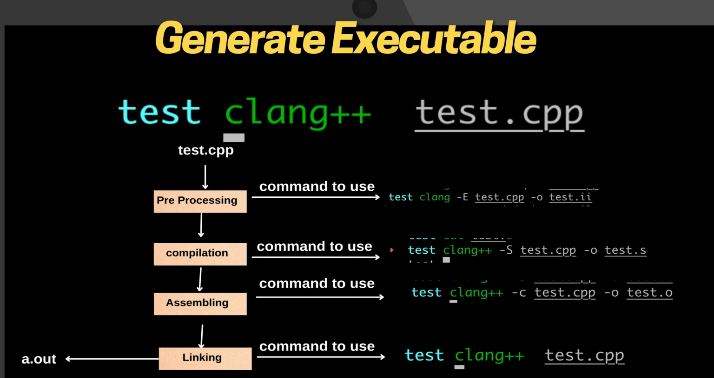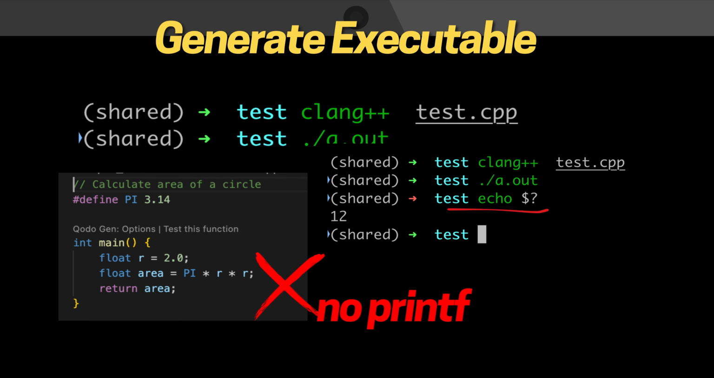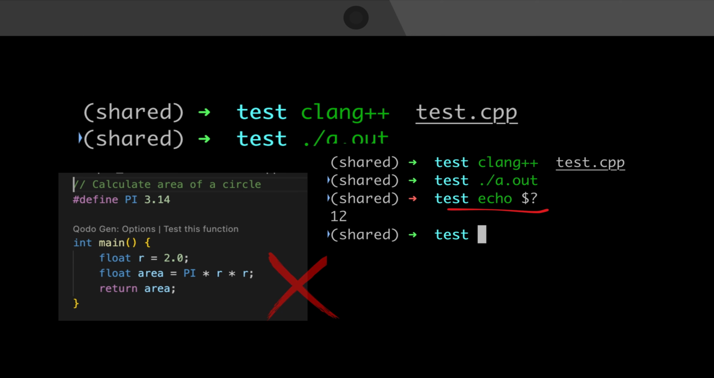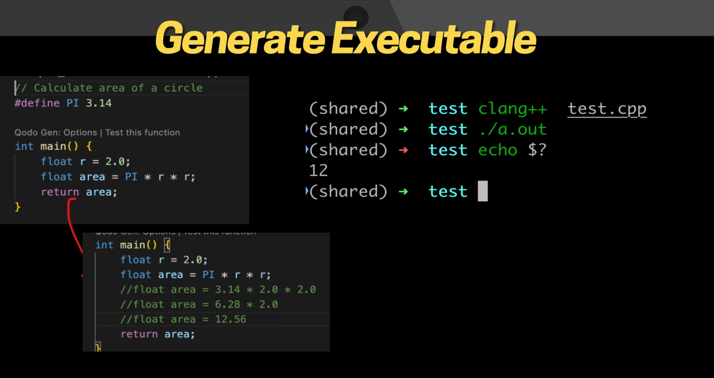So when we run a.out, no output appears. That's because we did not use printf. Instead, we return the value. In Unix-like systems such as Linux, we can check the exit status of the last program using $?. It will output 12. We calculated 3.14 times 2.0 times 2.0, which is equal to 12.56. But main returns an integer, so the float gets truncated to 12. That's why the exit status is 12.